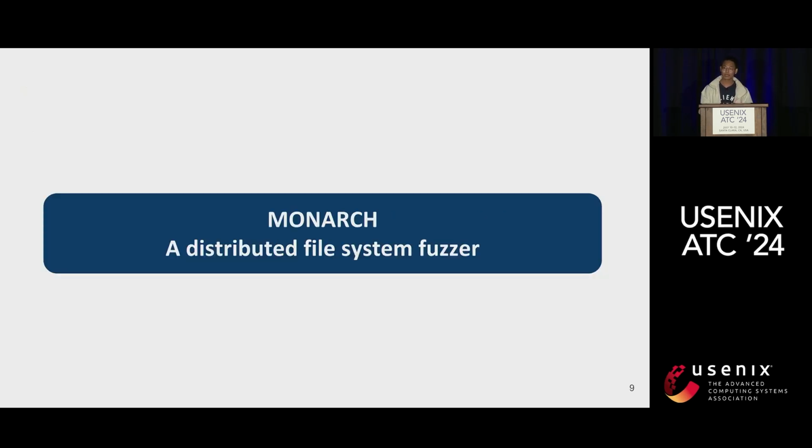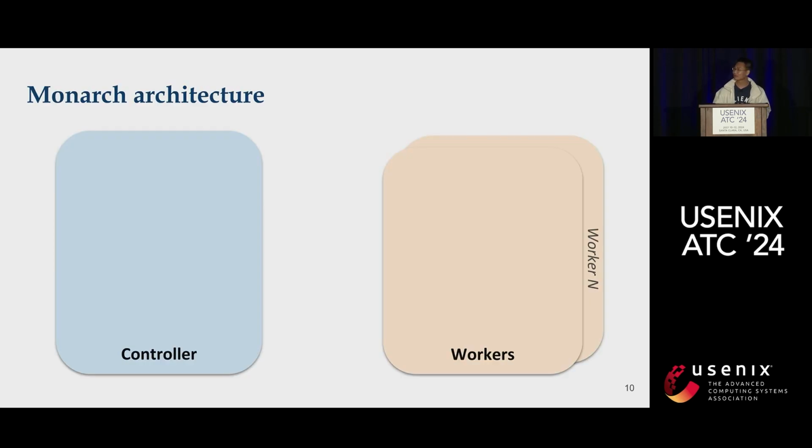To complete the aforementioned missing pieces when applying local file system fuzzers to distributed file systems, we propose Monarch. It's the first distributed file system fuzzer. Monarch follows the controller and workers design model. There's a set of workers, and each worker is one fuzzing instance which runs a distributed file system instance. The controller centrally controls multiple workers for parallel fuzzing.